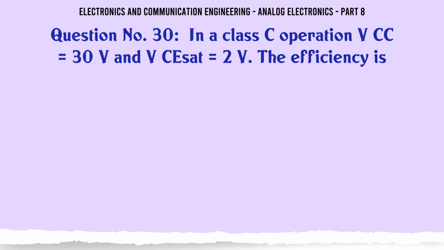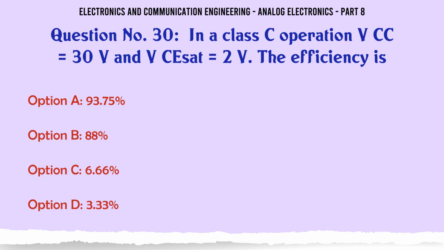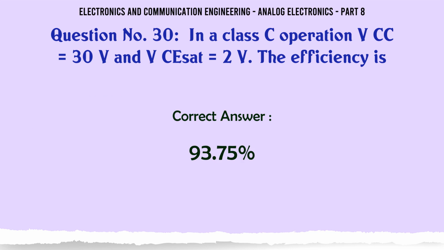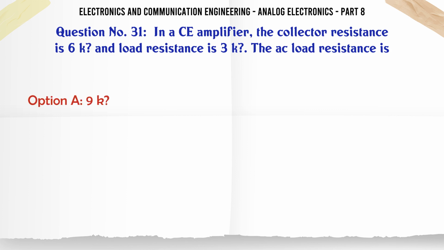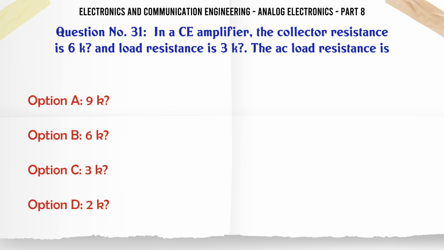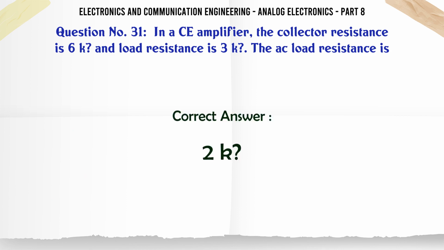In a Class C operation, VCC is 30 V and VCEsat is 2 V, the efficiency is A. 93.75, B. 88, C. 6.66, D. 3.33. The correct answer is 93.75. In a CE amplifier the collector resistance is 6K and load resistance is 3K. The AC load resistance is A. 9K, B. 6K, C. 3K, D. 2K. The correct answer is 2K.